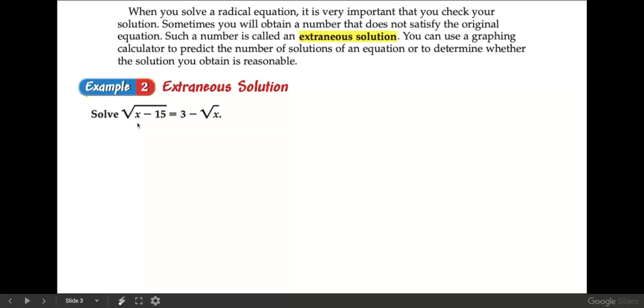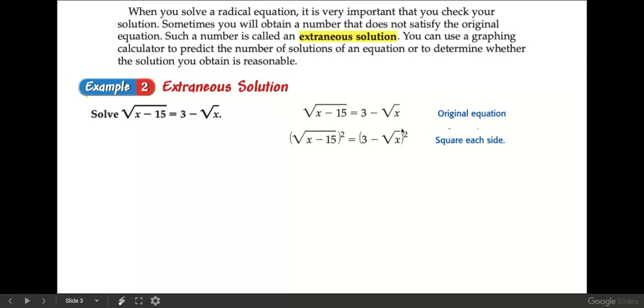I have the square root of x minus 15 equals 3 minus the square root of x. I'm going to take the original equation and square both sides. When I square both sides, I have to square this whole thing, so I put it in parentheses. On one side the square and radical cancel out, leaving x minus 15. On the other side, I have to FOIL it like a polynomial: 3 minus radical x times 3 minus radical x. 3 times 3 is 9, and combining like terms gives me 9 minus 6 radical x plus x.